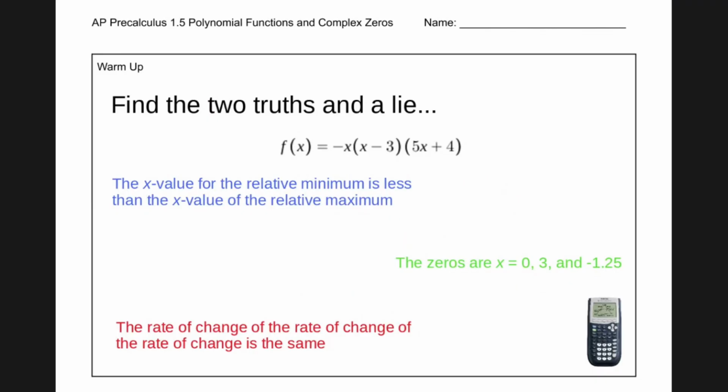Right into the notes, we have a calculator problem. I hate using the calculator, but that's all right. Two truths and a lie. I'm going to ask you to graph that. I'm going to use the TI-84 Plus calculator. If you want to use Desmos, be my guest, but you're going to see me do the TI-84 Plus. We're going to graph that and see which two are true and which one is the lie.